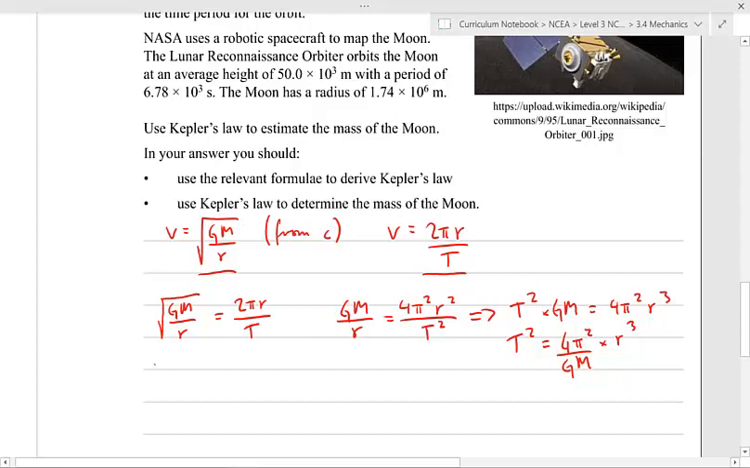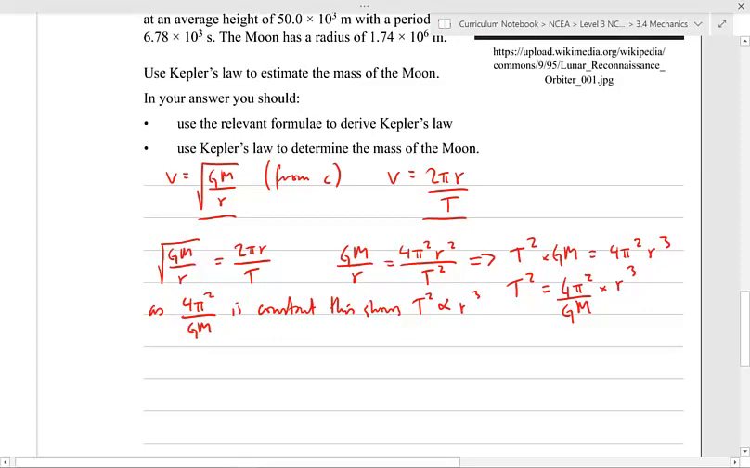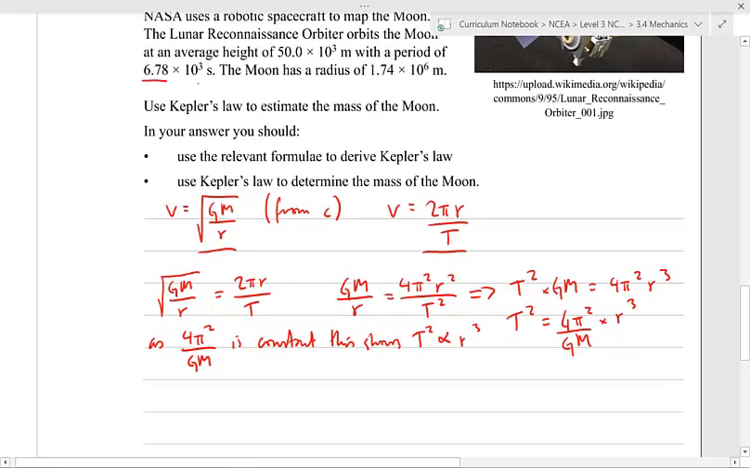So that is Kepler's law, because this is all a constant. We can say that as 4 pi squared over GM is constant, this shows T squared is proportional to r cubed. And then we want to use it to find the mass of the moon. So we're given the period and we're given the height and the radius. So let's work it out.